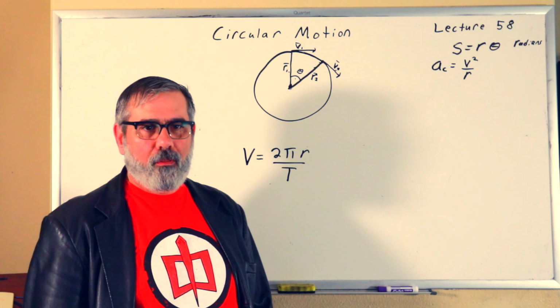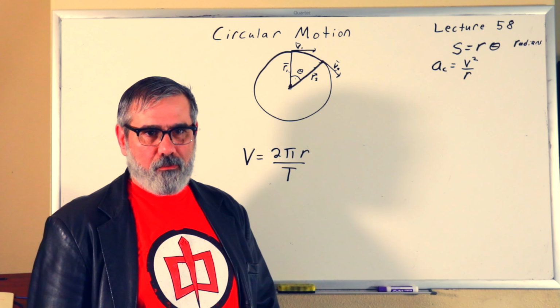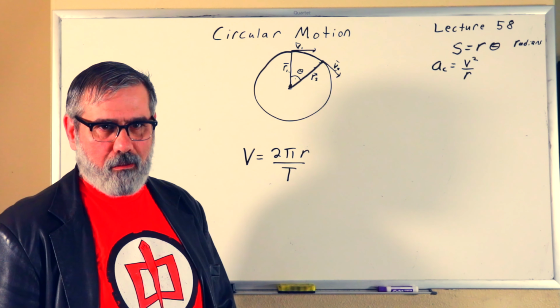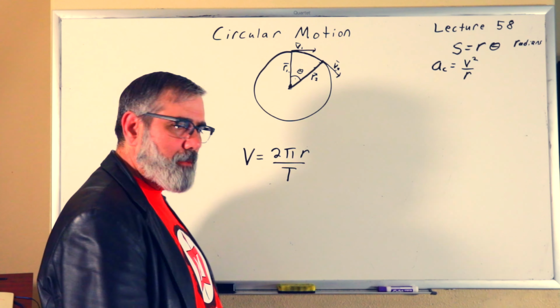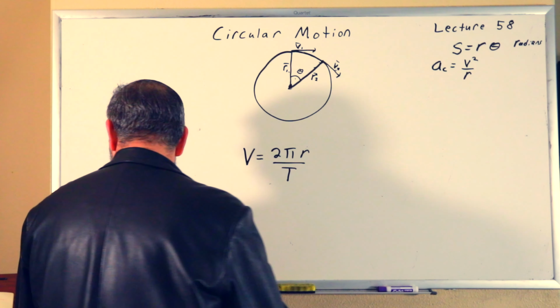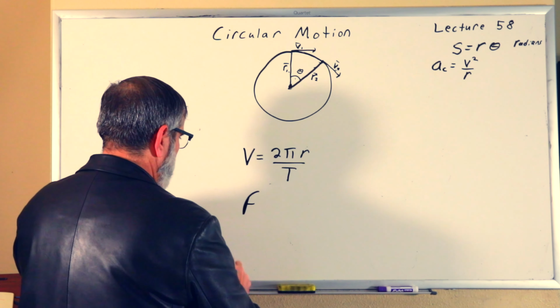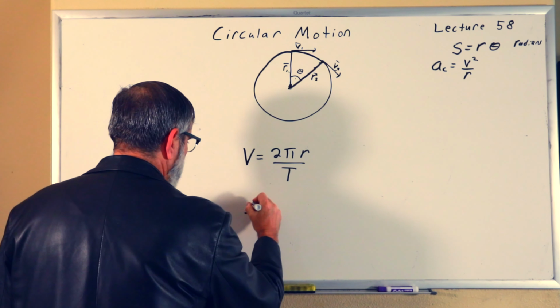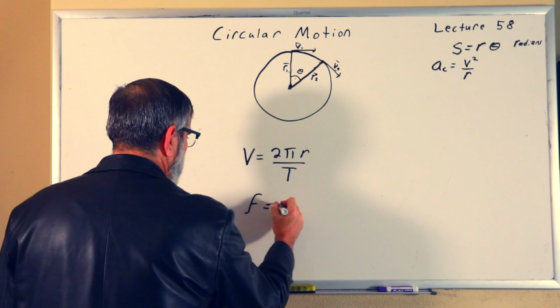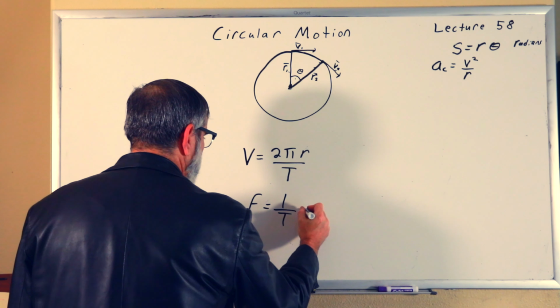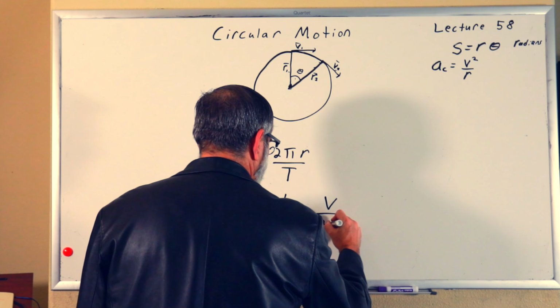The period of the Earth around the Sun, for example, is 365.25 days. It's just the time it takes to make a full revolution. Related to this is the frequency, usually written as a cursive f. That's a terrible one. f is 1 over the period, which in this case would be v over 2 pi r.